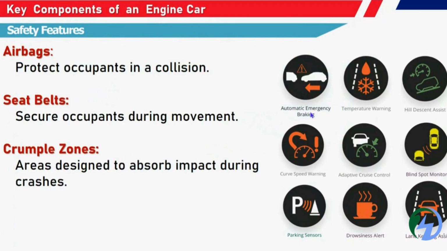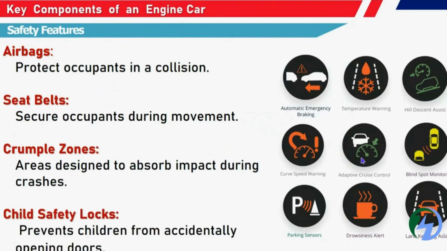And moreover, automatic emergency braking, temperature warning, high descent hill or curb speed warning, adaptive cruise control, blind spot detection, parking sensor, and lane departure warning. So in all phases, the safety features will be enabled, which gives higher priority to control. And the next part is child safety locking. It prevents children from accidents when the door is opening.